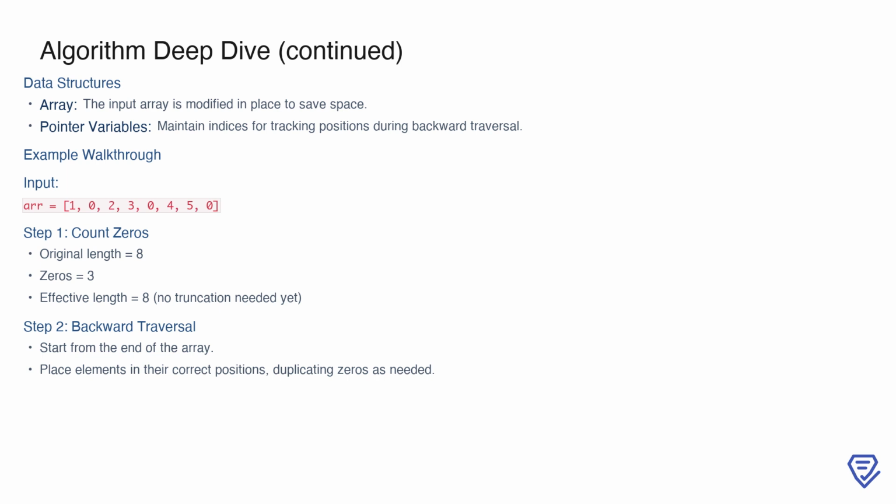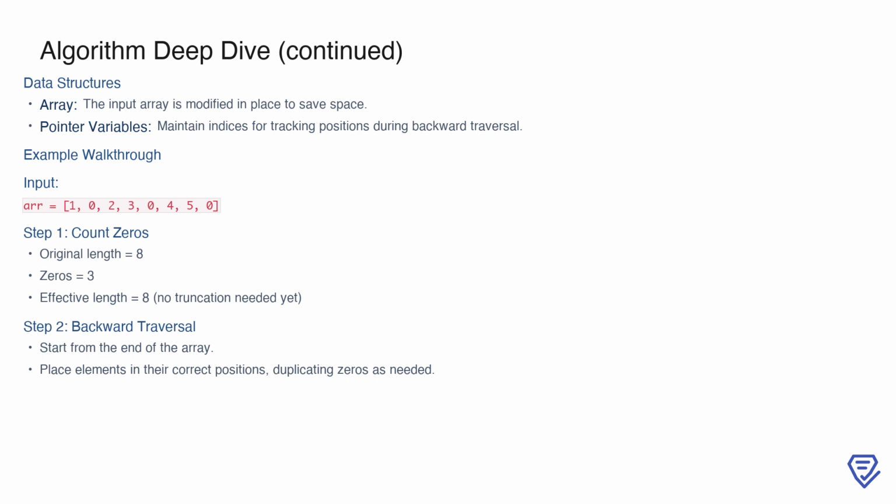Given the input array 1, 0, 2, 3, 0, 4, 5, 0, we first count the zeros. The original array length is 8, and there are 3 zeros, making the effective length after duplication also 8, meaning no truncation is needed yet. Next, we perform the backward traversal. Starting from the end of the array, we place elements into their correct positions, duplicating zeros when encountered.